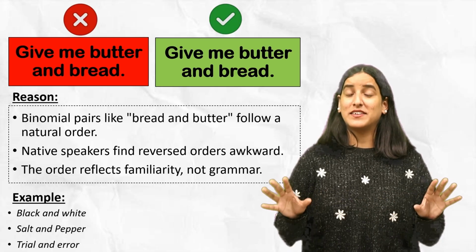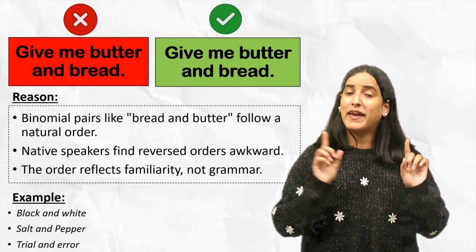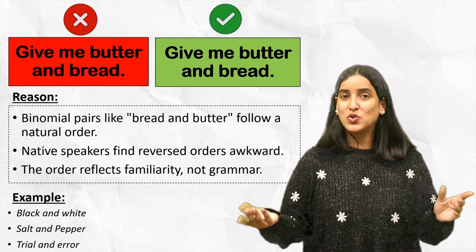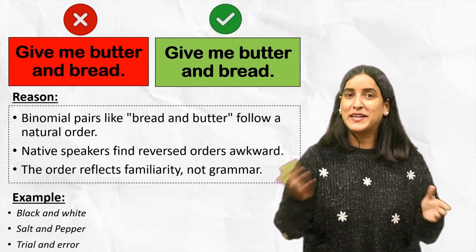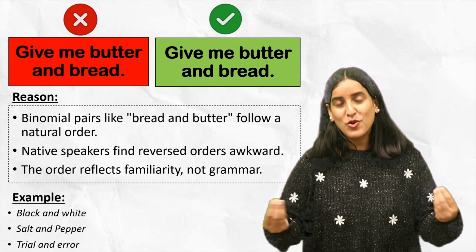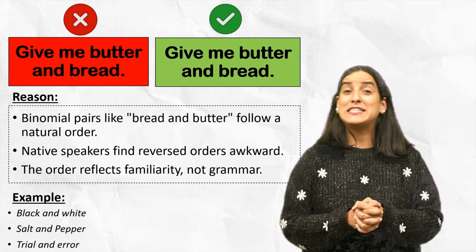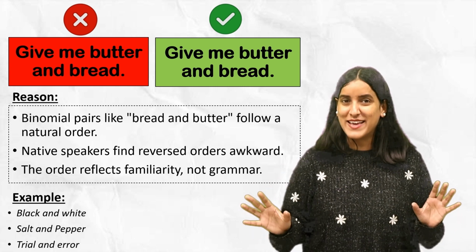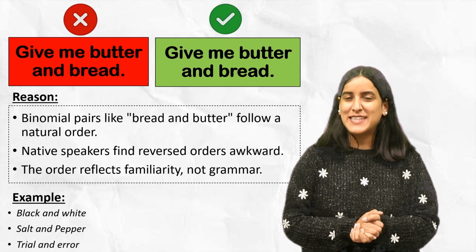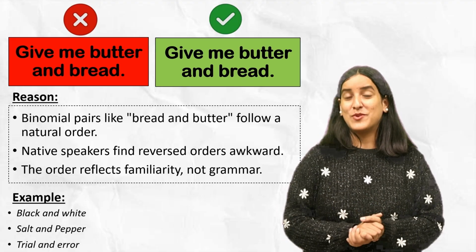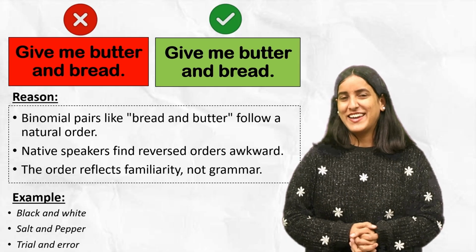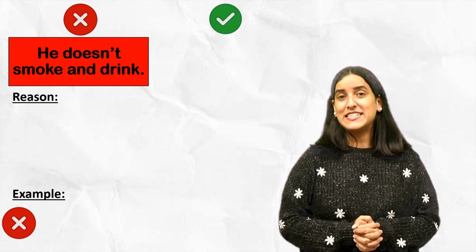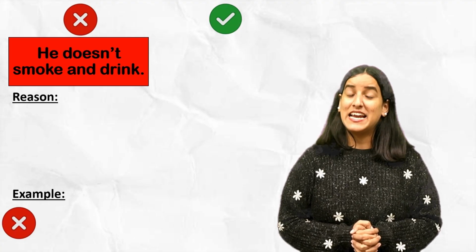I hope you understand. A tip to master these is to pay attention to commonly used phrases in English, and I'm sure you'll know if to say black and white or white and black. So practice saying them in natural order until it feels instinctive, right? So this was the first one about the binomial pairs like black and white, table chair, shirt pant, right? Bread jam, etc.